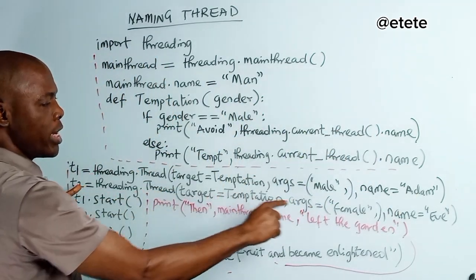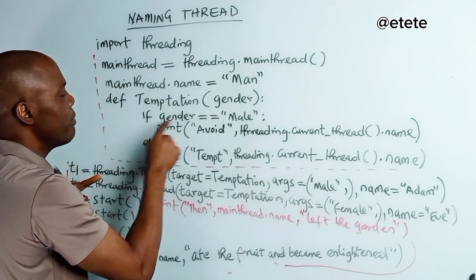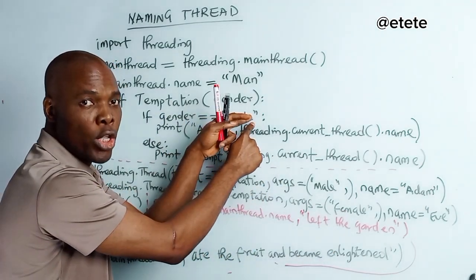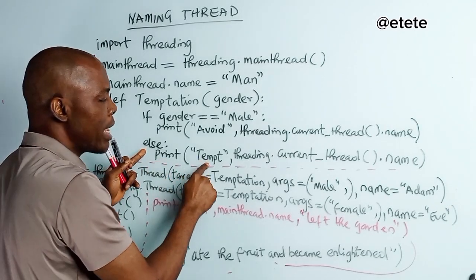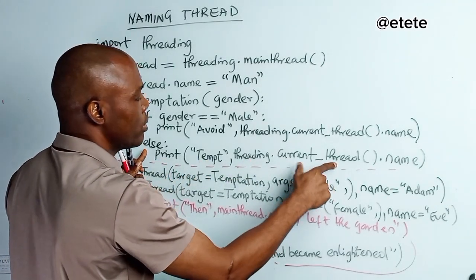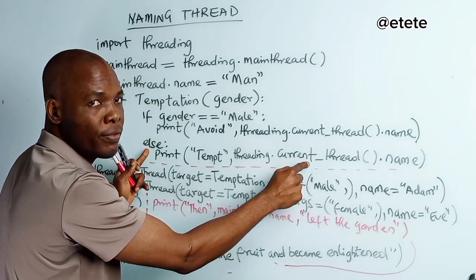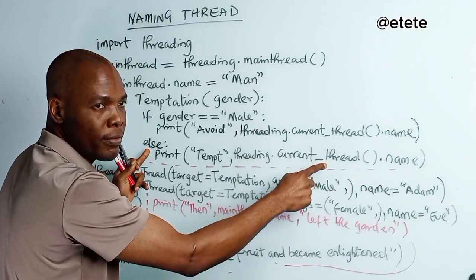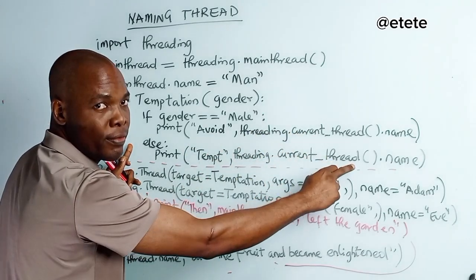While this second thread will supply female to gender. It will come in. If gender equals male, no, gender is not equal to male. So it will come to the else block and it will print tempt threading.current_thread().name, which is what? Tempt Eve. It will print tempt Eve. So this one will print avoid Adam. This one will print tempt Eve.